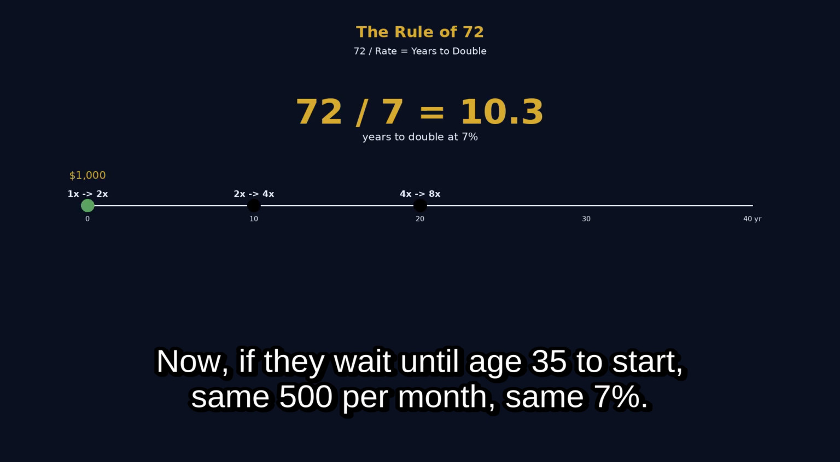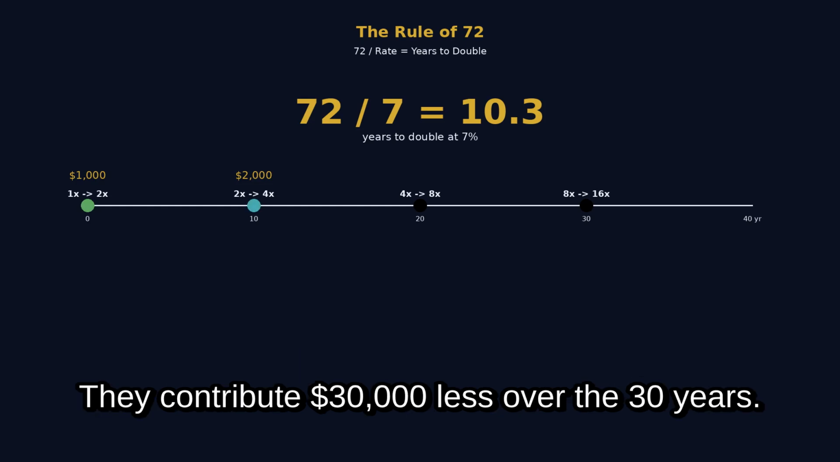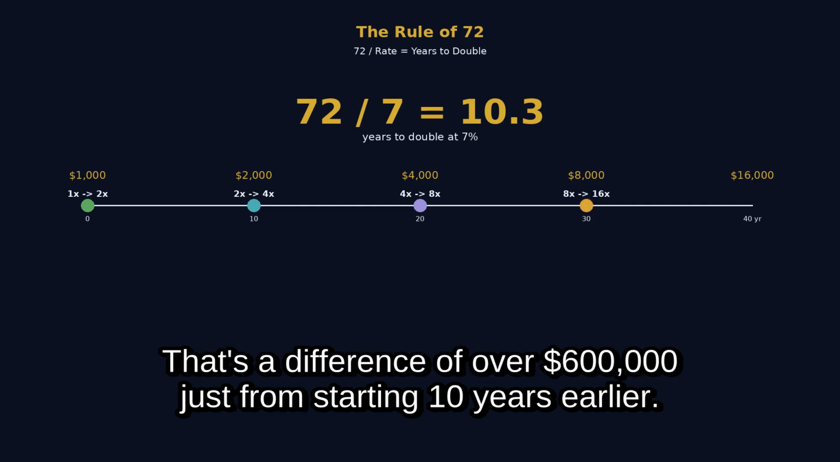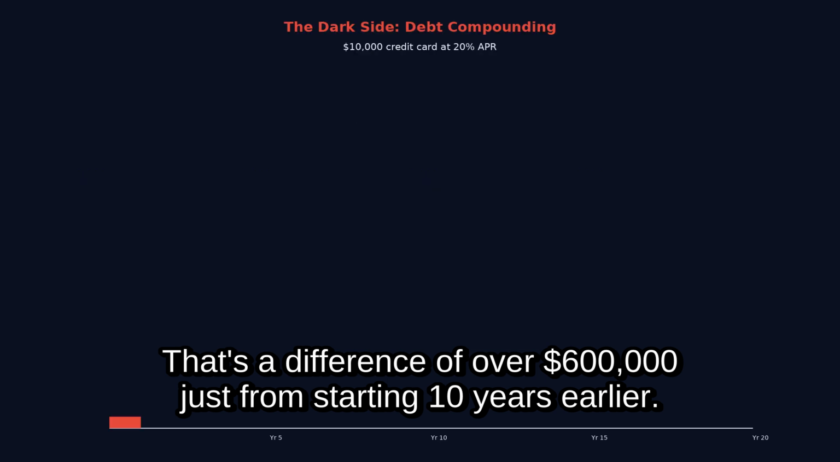Now, if they wait until age 35 to start, same $500 per month, same 7%, they contribute $30,000 less over the 30 years, but their ending balance would be around $567,000. That's a difference of over $600,000 just from starting 10 years earlier.